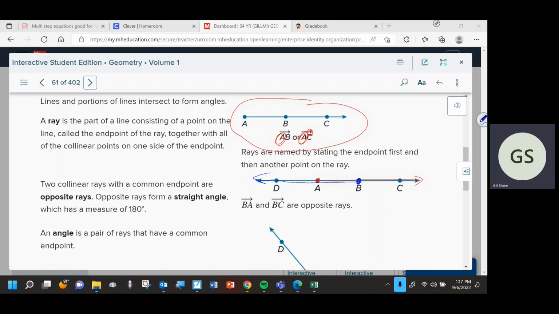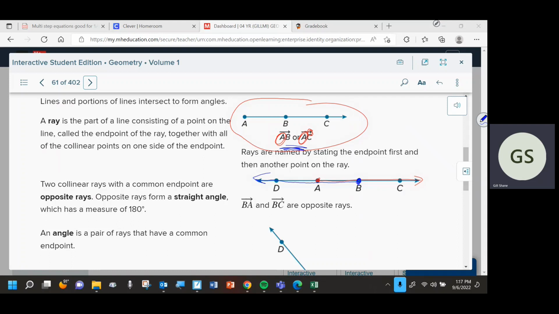I could say that's ray BA or ray BD. Oh, and you can't change the order. Like I can't call this ray up here ray CA or BA. You've got to use the correct point first, which would be the endpoint. A always has to be the endpoint.